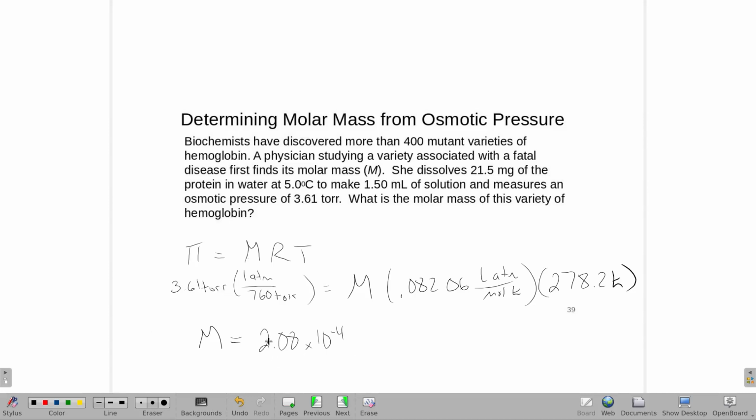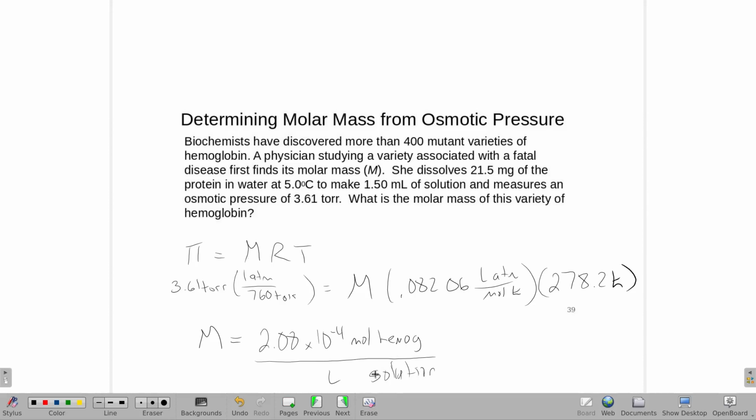I wrote this out because now I want to write out the units just to see what this is. Because molarity is not the molecular mass. Molarity is moles, in this case of hemoglobin, per liter of solution. Somehow we're going to use this to get our molecular weight. How are we going to use that?